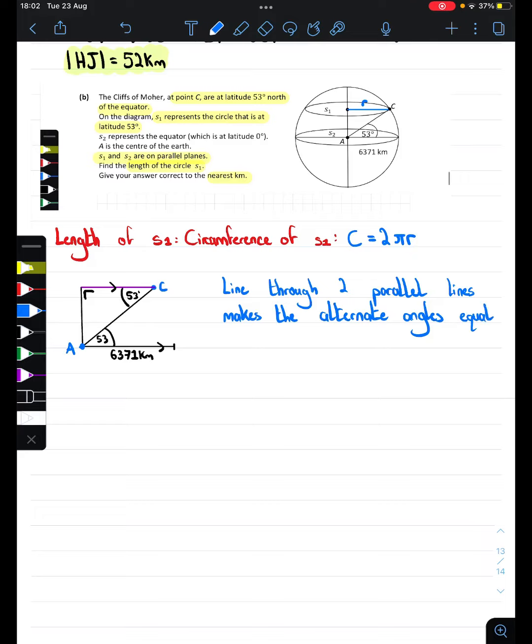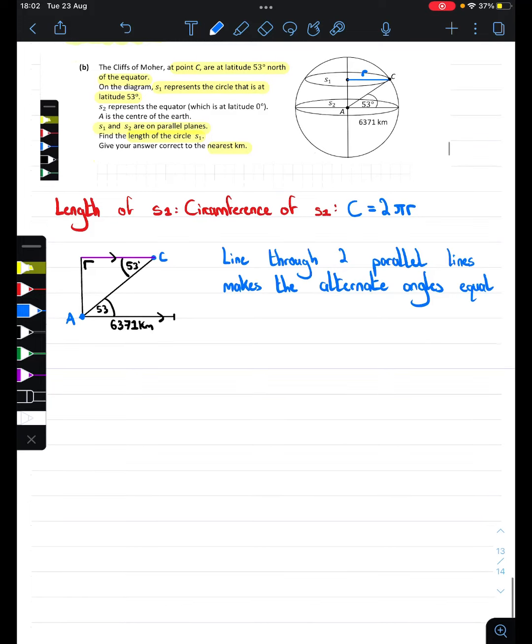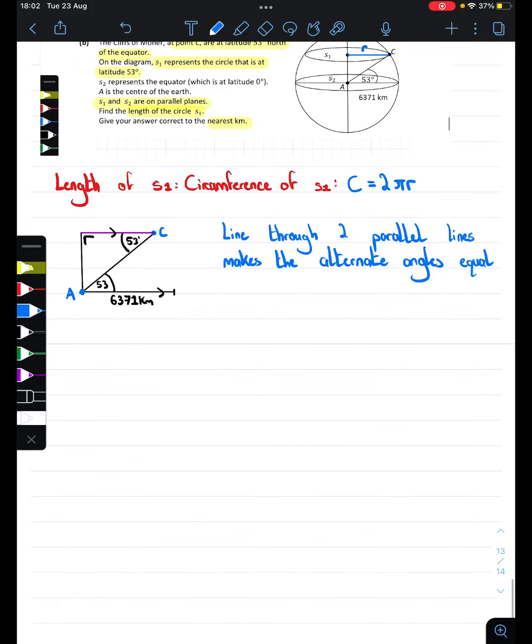Okay, so we have this right angle triangle where we have one of the angles, and therefore, we technically have both of the angles. It would be very easy to get this one. It's just 90 minus 53, but I don't believe that we need it. But now we need a length.